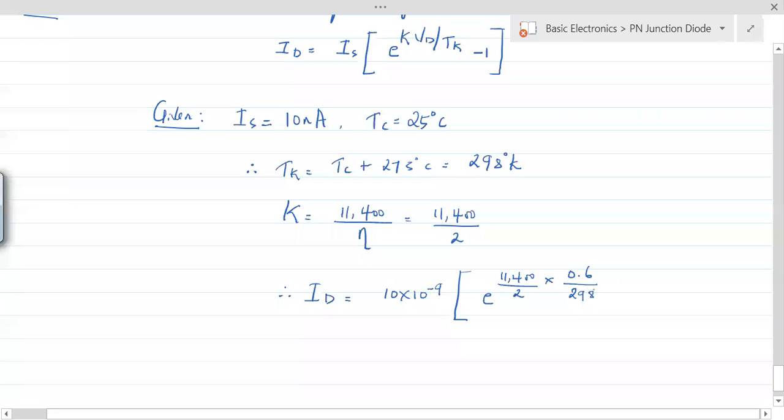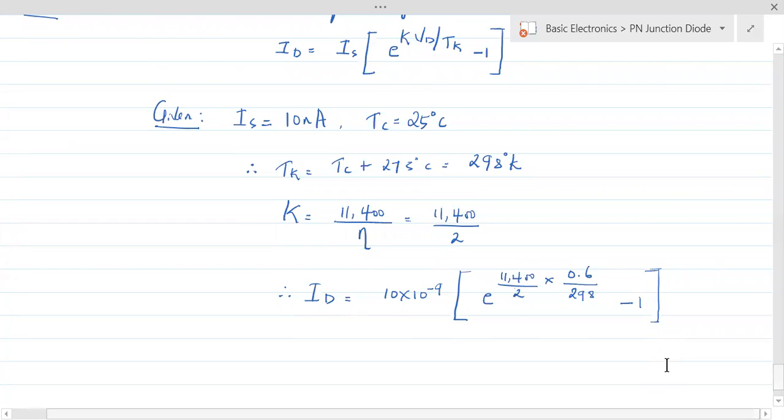Then you can have this minus 1 or you need not have this minus 1. Can anybody comment on that? If we have this minus 1, or if we don't have this minus 1, what difference would it make? In which bias are we? Are we in forward bias or reverse bias? Can anybody comment on that?